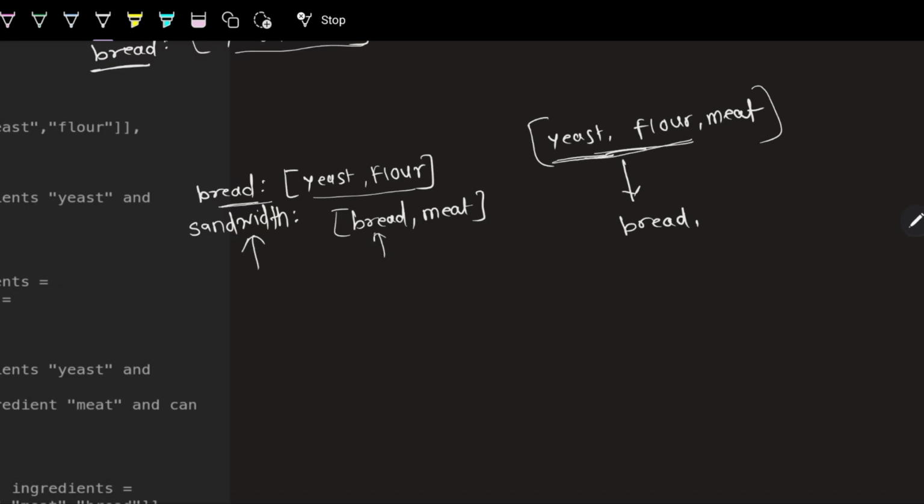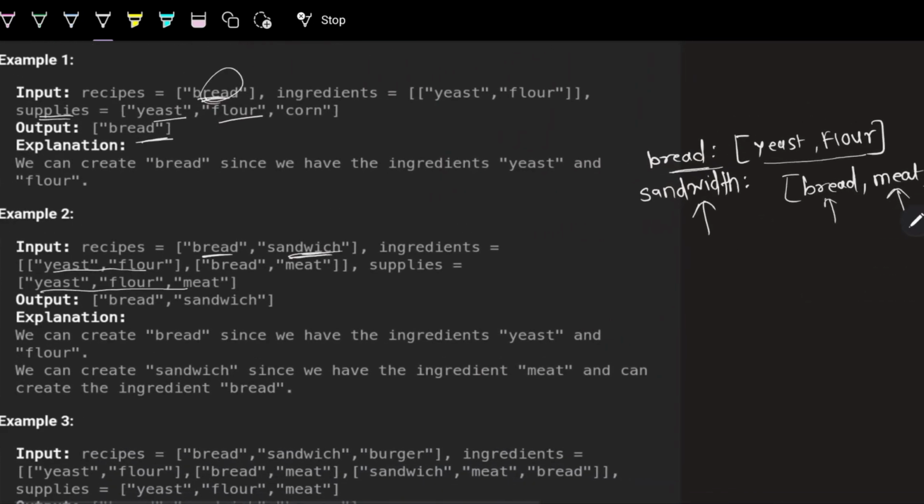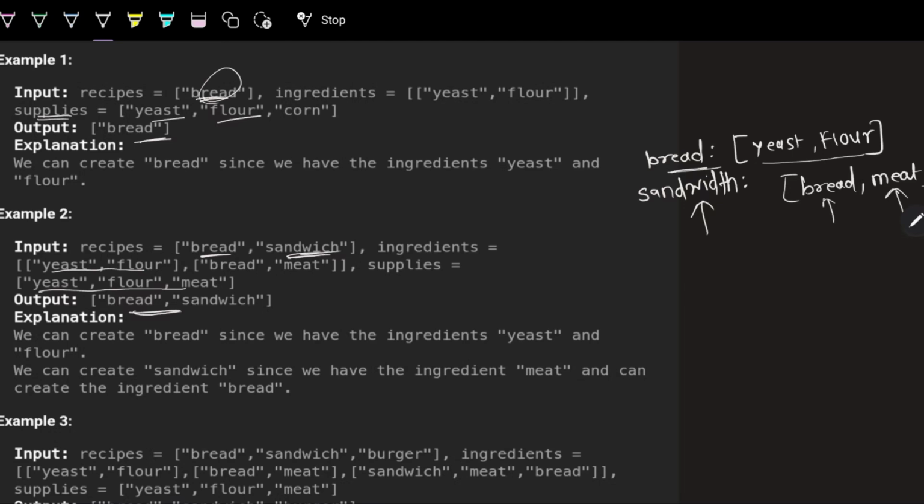Now for making the sandwich, what do I need? I need bread. Do I have bread? Yes, I do. Do I have meat? Yes, I do have meat. So I can make a sandwich as well. My order will be: first make bread, then make a sandwich. Correct? And this is the output for this test case as well. You can see that. Makes sense?